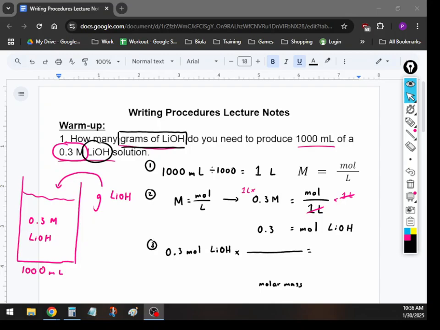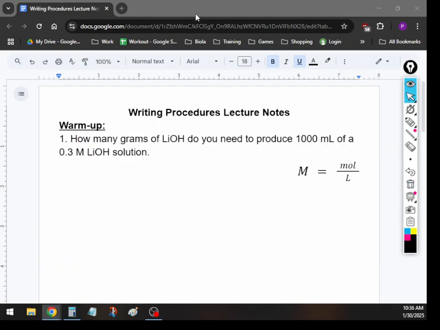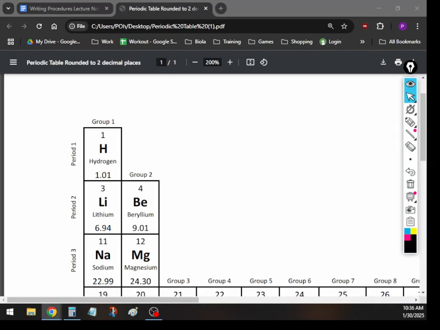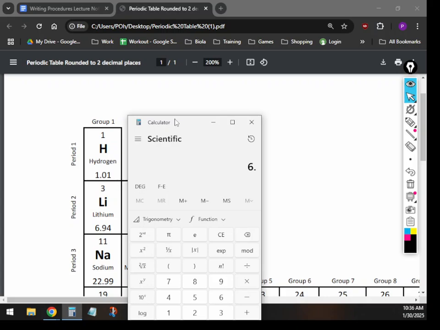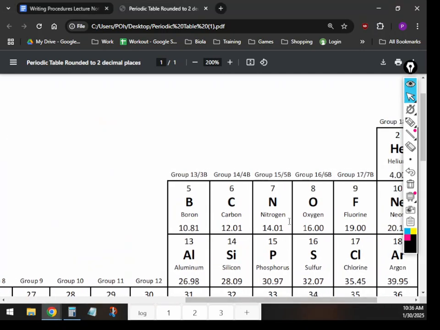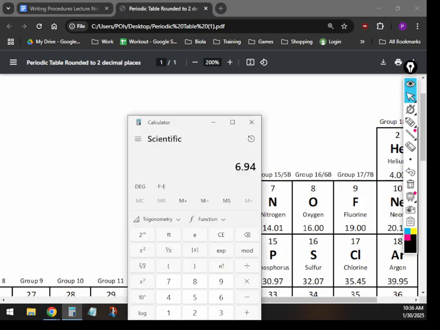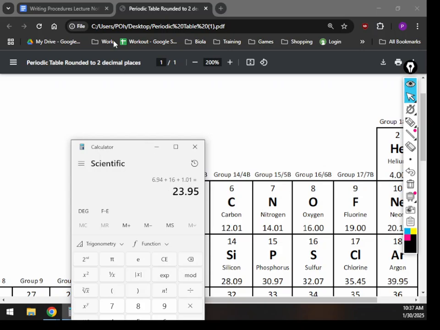All right, guys, if you guys are still calculating, totally fine. But for the sake of time, I'm going to start going over the molar mass. So we're looking at LiOH. On the periodic table, we're going to look at Li. Li is 6.94 for the molar mass, the number on the bottom. H is 1.01, and O is 16. So for LiOH, we'll do 6.94 plus 16 plus 1.01. And so the molar mass of LiOH is 23.95.